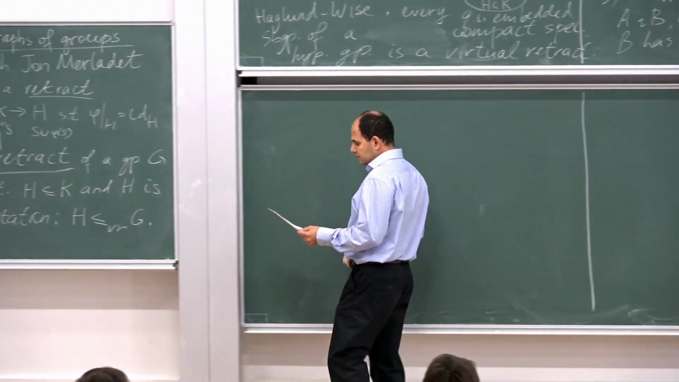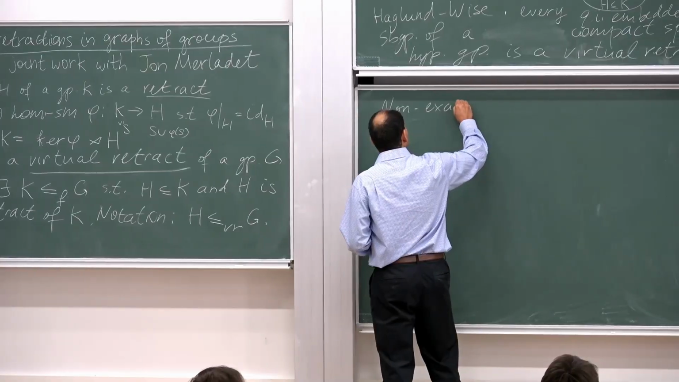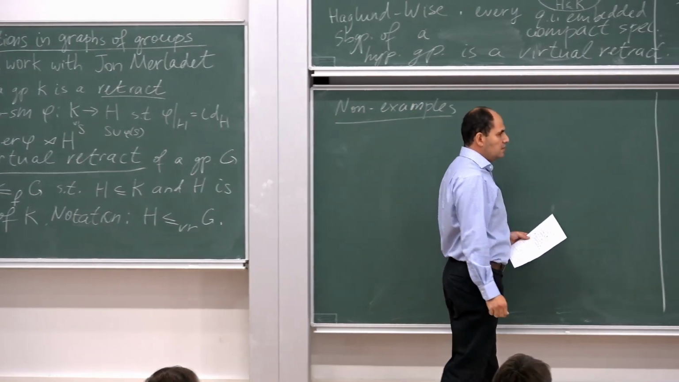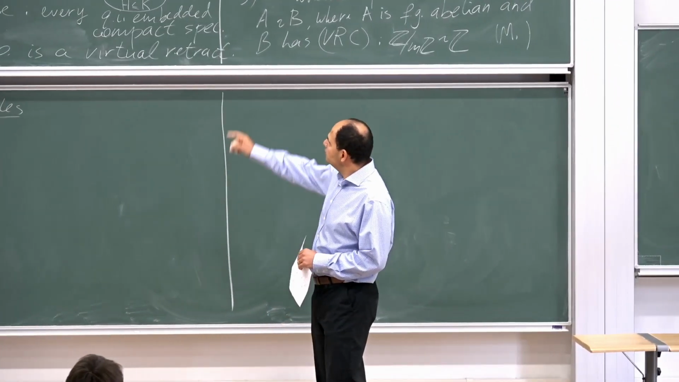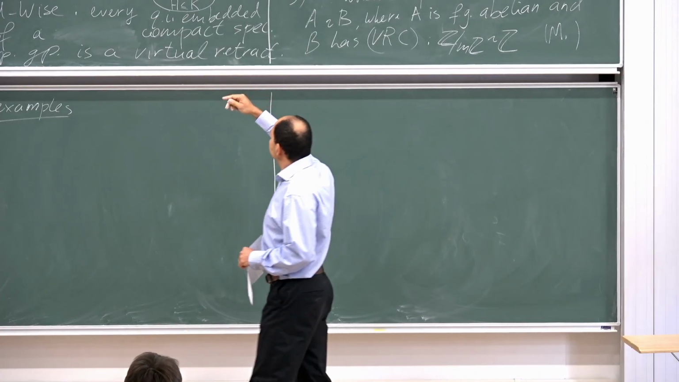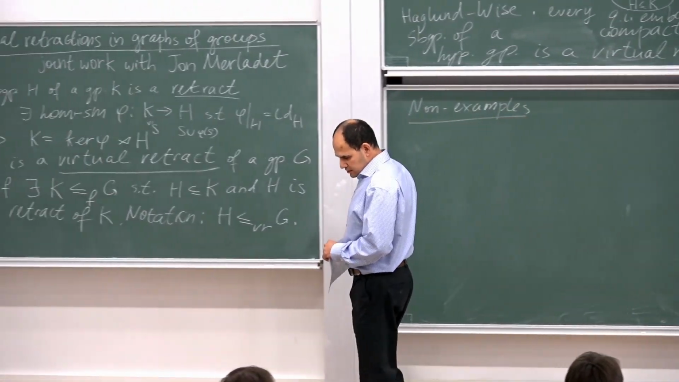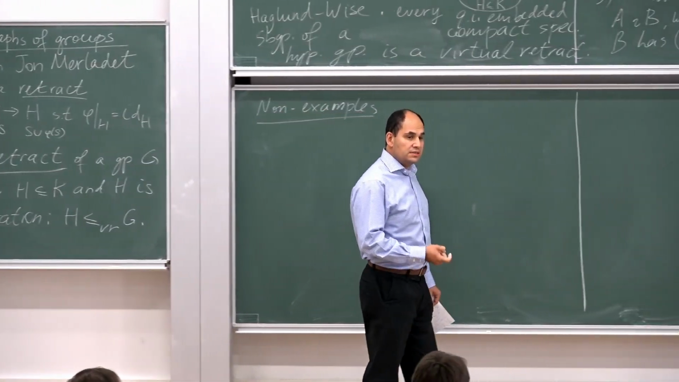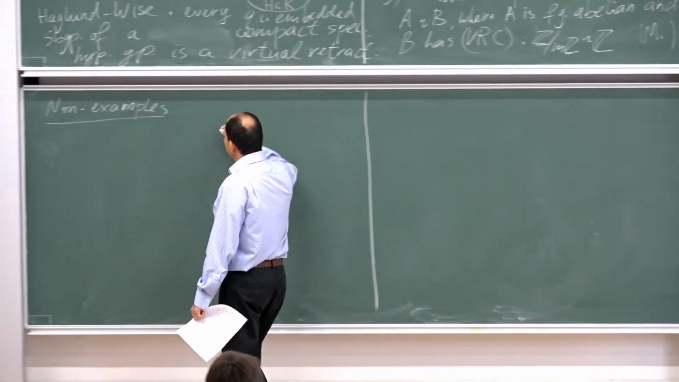Okay, non-examples. So what doesn't have VRC? Well, anything that is not cyclic subgroup separable, because remember I mentioned this fact: if you're a retract of a residually finite group, then you're closed in the profinite topology. So if you have a subgroup, a cyclic subgroup, that is not closed in the profinite topology, then you won't really be VRC.